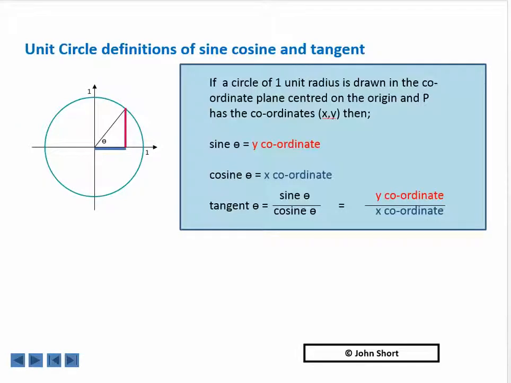Looking at the unit circle. Unit circle, radius 1 unit drawn. So we've got our x-coordinate there in blue, which is the cosine. The y, which is in red, is the sine. And the division of the two will be the tangent.